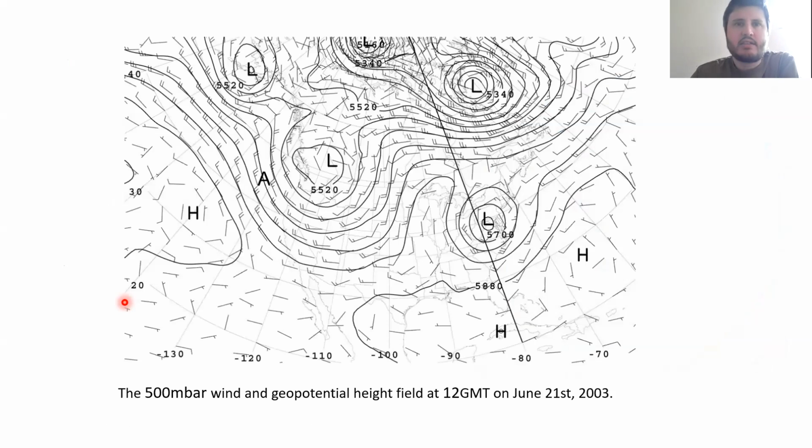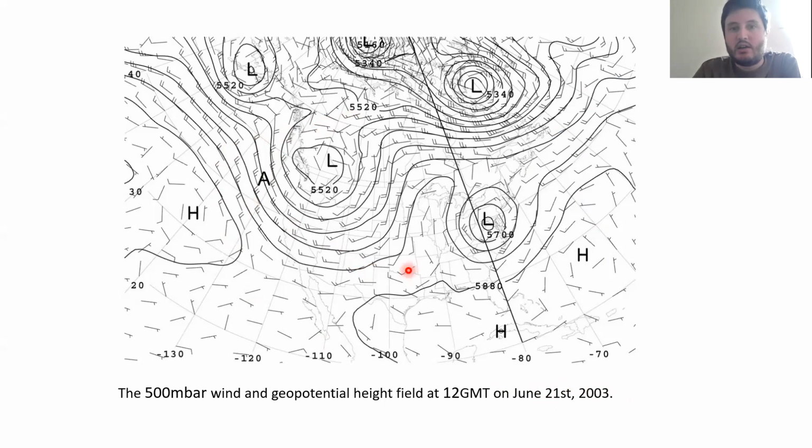So let's start just by looking at a map. This is the 500 millibar surface wind map where the geopotential height field is plotted. You see these isohypses here. These lines are lines of constant geopotential height. This is for the 21st of June 2003 on the northern hemisphere, at mid latitudes. So this is a typical picture of different weather systems.